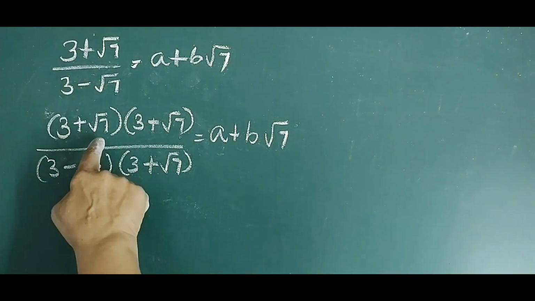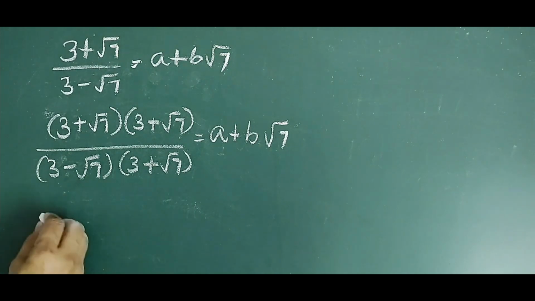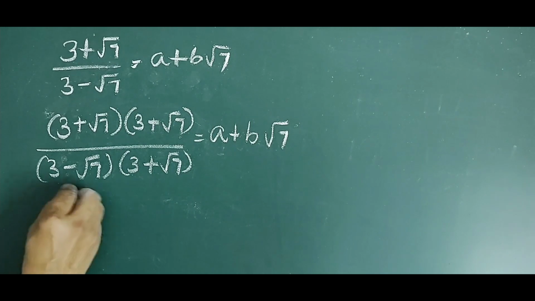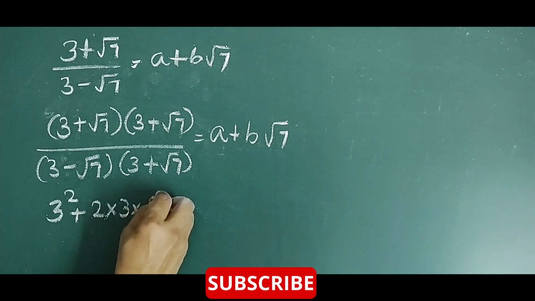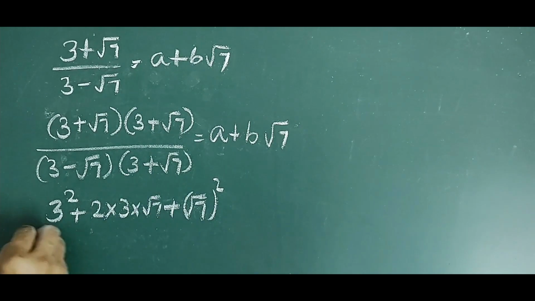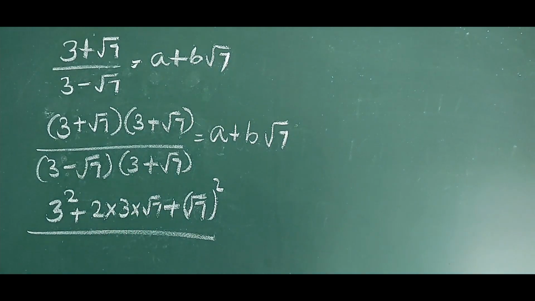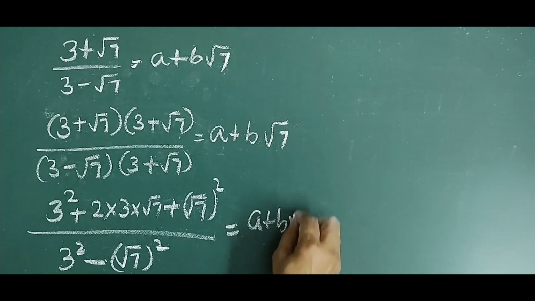And this numerator is in the form of first identity. So we can write a square plus 2ab plus b square, that is 3 square plus 2 into 3 into root 7 plus root 7 the whole square. And this denominator is in the form of third identity. So we can write 3 square minus root 7 the whole square. That's equal to a plus b root 7.